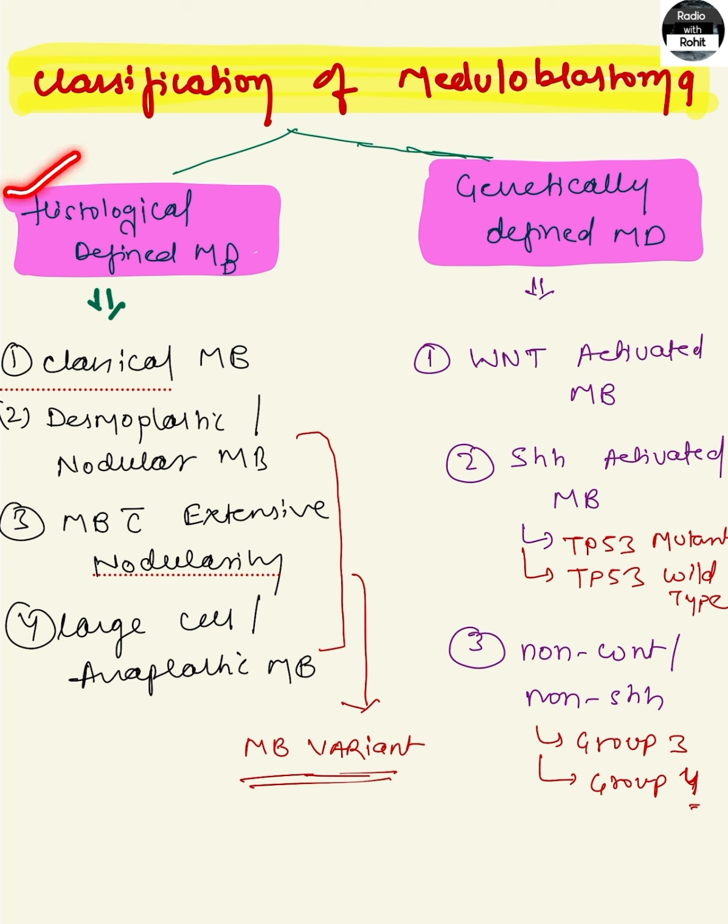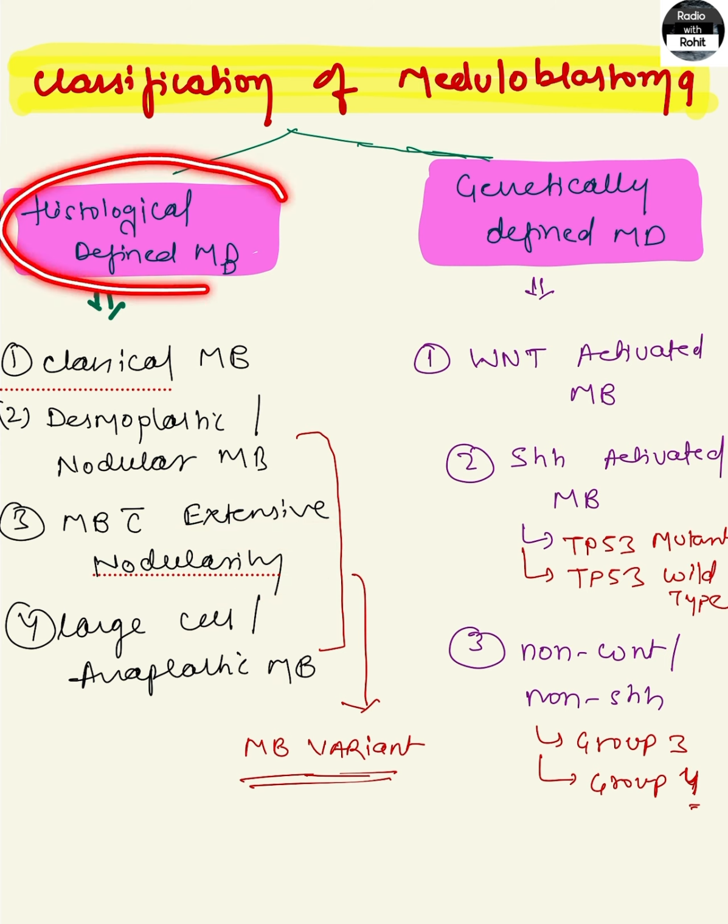First, it is classified on a histological basis, so histologically defined medulloblastoma, and it is classified on a genetic basis, so genetically defined medulloblastoma. In histologically defined medulloblastoma, the most common, 90%, is the classical type, and the rest are variants of medulloblastoma. They are nodular or desmoplastic medulloblastoma, extensive nodularity medulloblastoma, and large cell or anaplastic medulloblastoma.